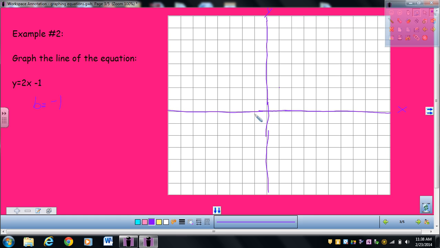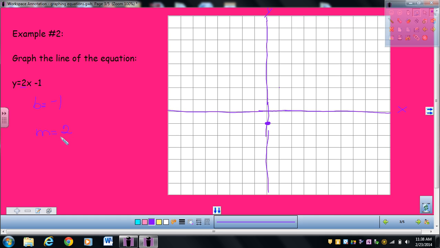My next step is to graph that. So I go to my y line, and I'm going to find -1, which is here. I'm going to plot that point. Next, I need to determine what my slope is. For this equation, it's represented by m, it's 2.